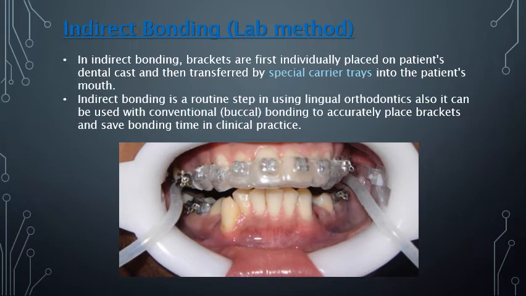Indirect bonding, lab method. In indirect bonding, brackets are first individually placed on the patient's dental cast and then transferred by special carrier trays into the patient's mouth. Indirect bonding is a routine step in lingual orthodontics. Also, it can be used with conventional bonding to accurately place brackets and save bonding time in clinical practice.